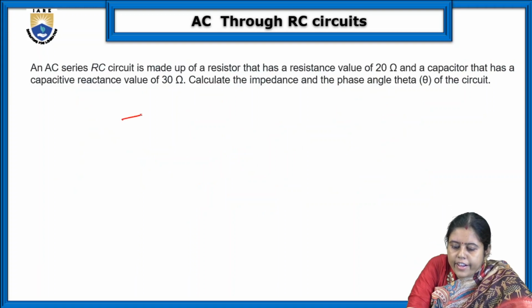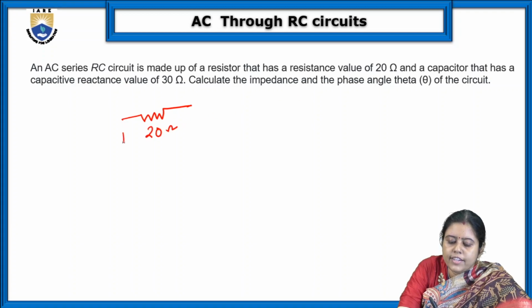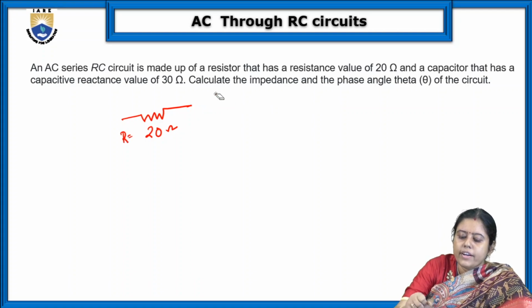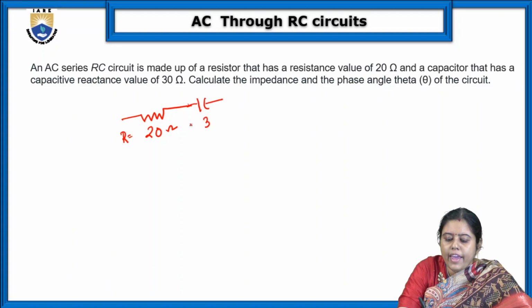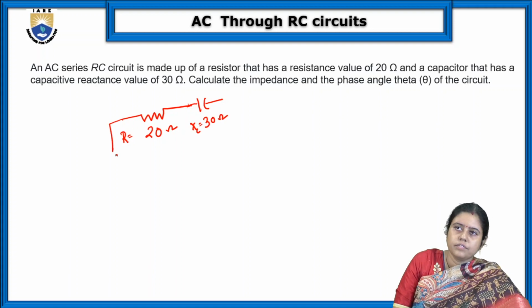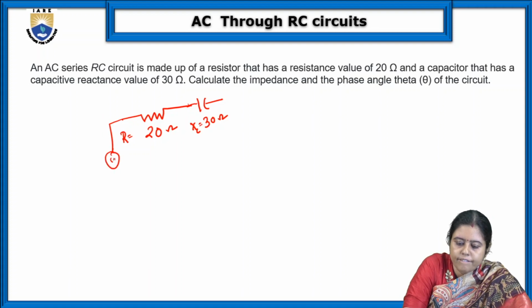So this is our resistance. What is the value of the resistance? It is given as 20 ohm. So it is our R. And what is the value of the capacitance given? The capacitive reactance XC is given as 30 ohm. And this is our supply.